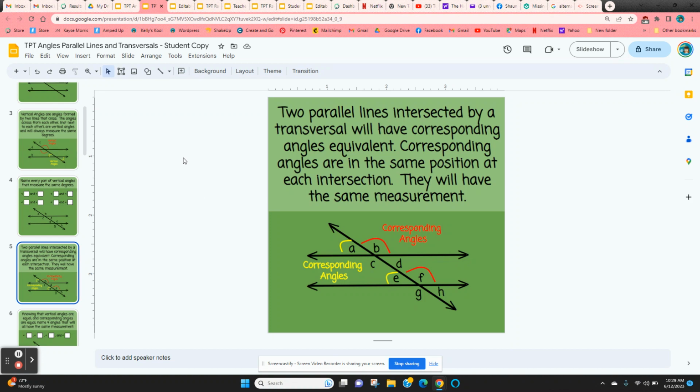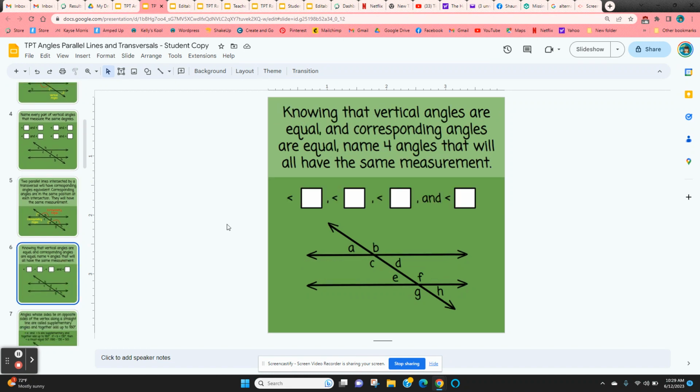The next definition is corresponding angles. So corresponding angles are going to be in the same location at these two intersections. So A and E, B and F. And then the next slide, students are going to type in those angles.